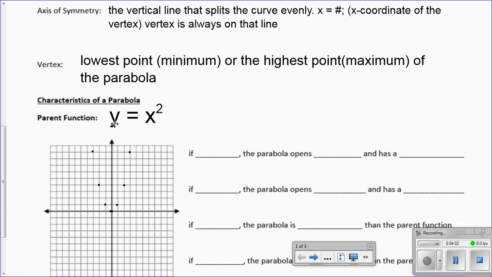So 1 squared gives me 1 for the y. 2 squared gives me 4 for the y. 3 squared gives me 9 for the y. So they grow, making that U shape.